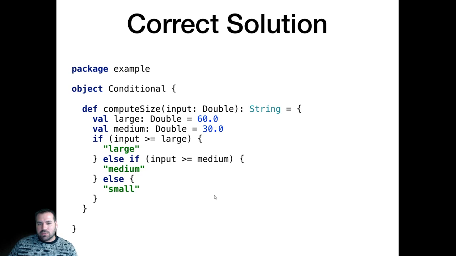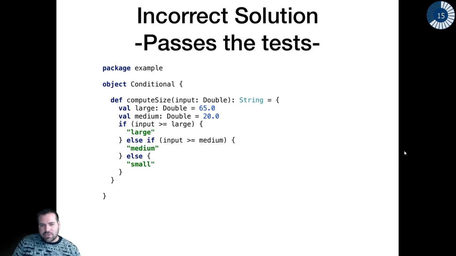That won't be the case for most problems that you do in this class once things start getting a bit tougher. But here, with boundaries of 60 and 30 that we want, here is an incorrect solution. I have the boundaries incorrectly at 65 and 20, but this passes my unit test. The test that I wrote never checked that close to the boundaries, so this incorrect solution is going to get a pass from my unit test.